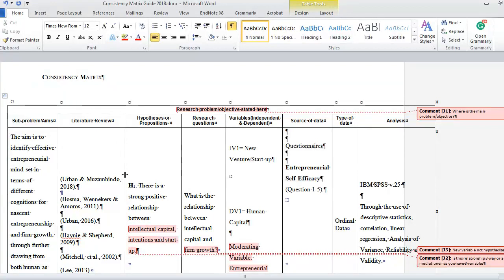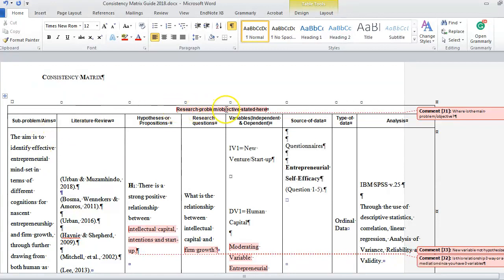a consistency matrix. Some students already submitted their consistency matrix, and I picked up some common errors which I think I should address before you all submit, so that I don't have to be addressing the same thing, or you don't have to lose marks for something that you can address before you submit. So let's look at this consistency matrix that was submitted by one of the students.